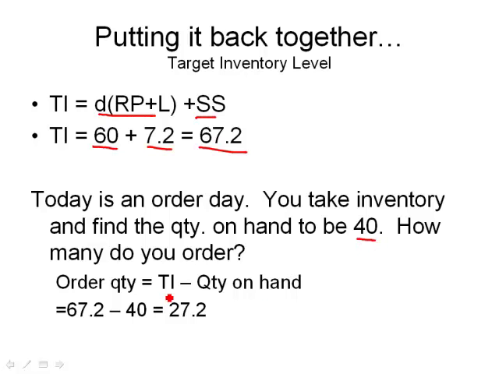Well, we order the difference between the target inventory and the quantity on hand. So in this case, we figured out our target inventory level before. That never changes once we figure it out, assuming that the standard deviation of demand during lead time doesn't change and this other stuff doesn't change. We subtract from that the quantity that we have on hand today, and that means that today we order 27.2 units.